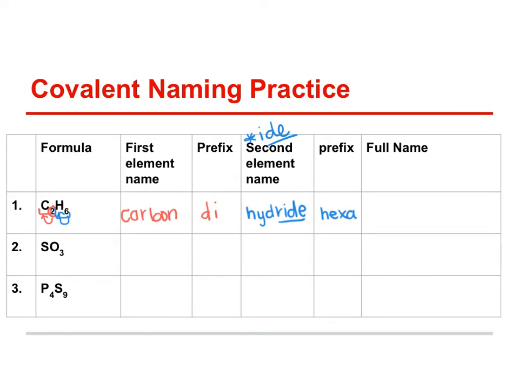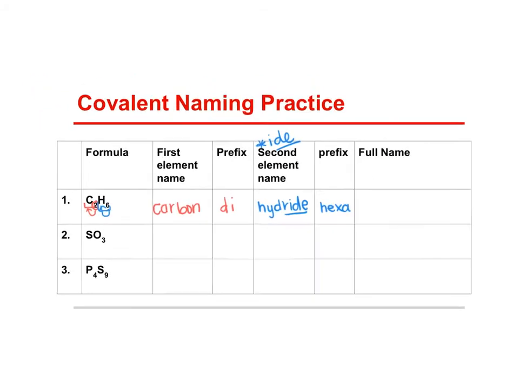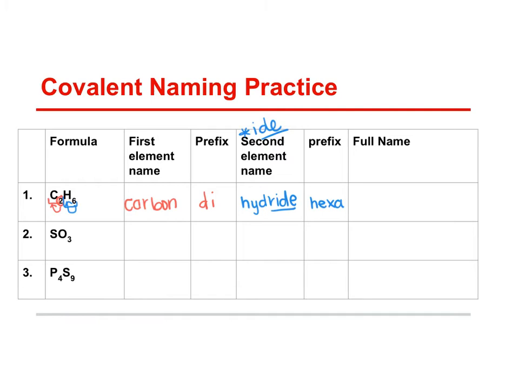So now I'm going to put it together. I'm going to put my prefix first because pre means before. Like pre-party is before the big party. So my answer, sorry you guys, is going to be dicarbon hexahydride. Notice you guys, no commas, no dashes, no hyphens or anything. It's just one word, no spaces. So it's dicarbon hexahydride. Okay, dicarbon hexahydride. Okay, let's try another one.